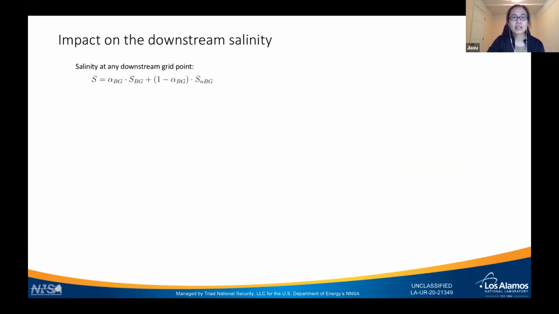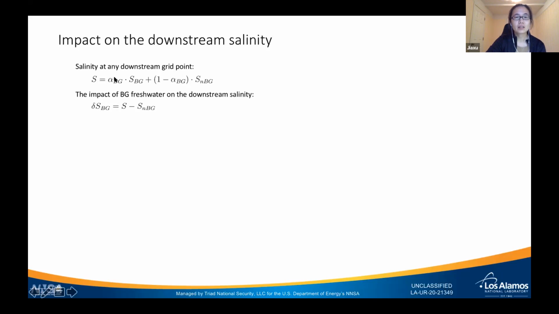Finally, we evaluate the impact on the downstream salinity. At any downstream grid point, we can write the salinity into 2 components. First is the Beaufort gyre component, and the second is the non-Beaufort gyre component. And further, we define the difference between the local salinity and the non-Beaufort-Gyre salinity as delta SBG. So we call it the impact of Beaufort-Gyre freshwater on the downstream salinity.